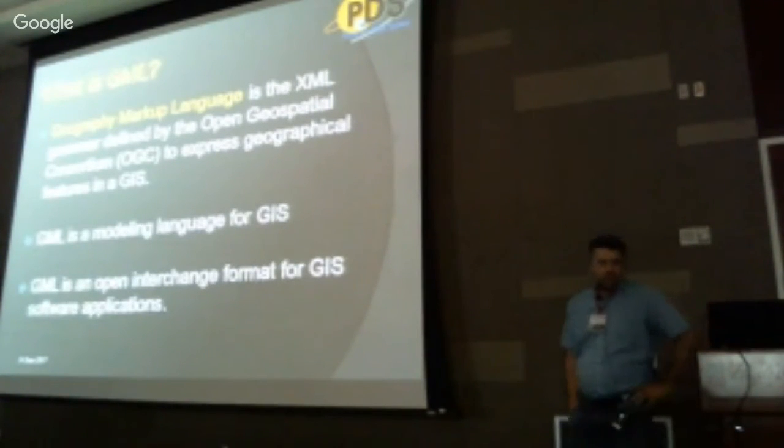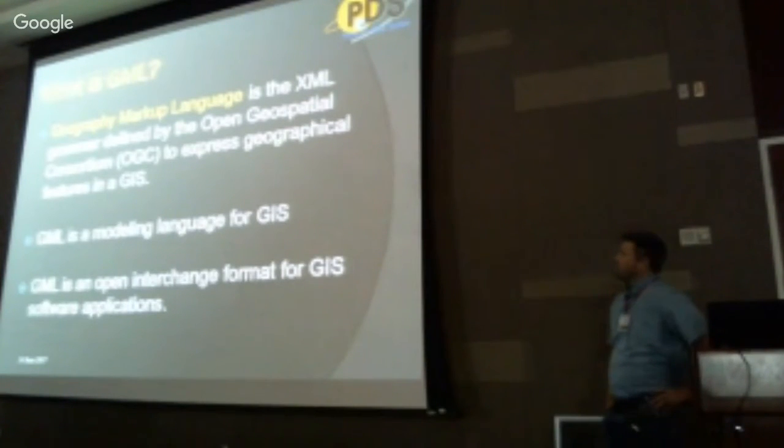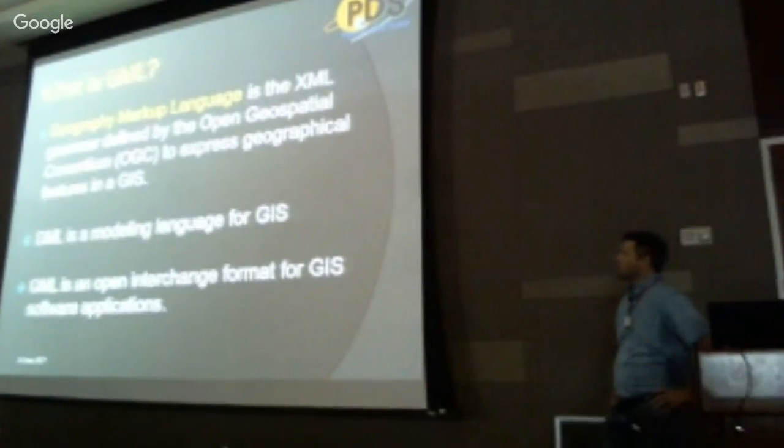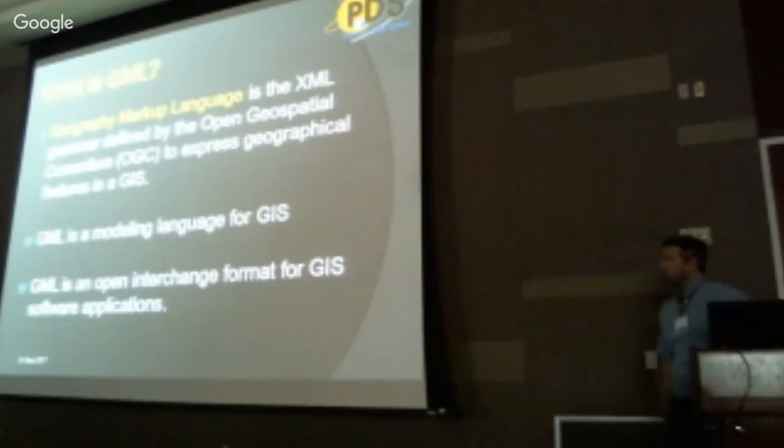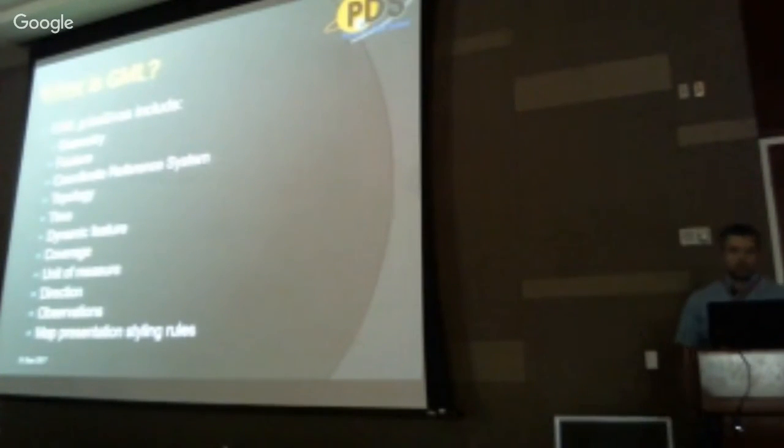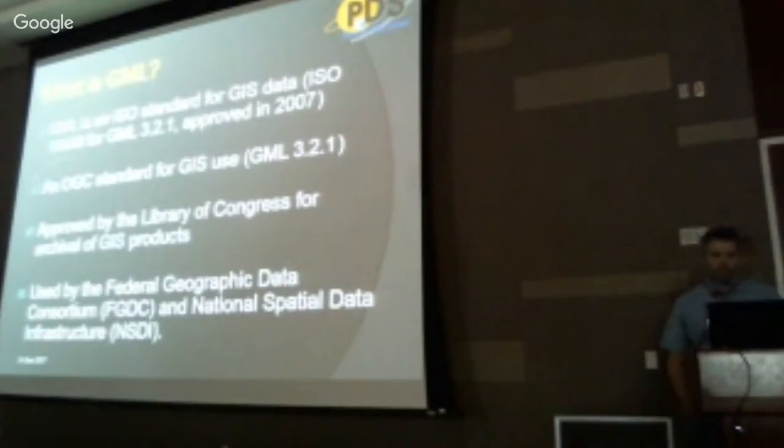A GIS language called GML, the Geography Markup Language, is an XML grammar defined by the Open Geospatial Consortium for graphical features in the GIS. GML is a modeling language for the GIS and is an open interchange format for GIS software applications. It includes most primitives that are included in other GIS packages, and is an ISO standard, an International Organization for Standardization standard that was approved in 2007.